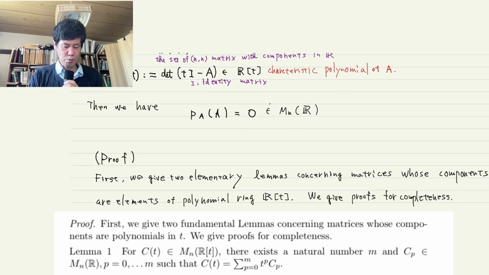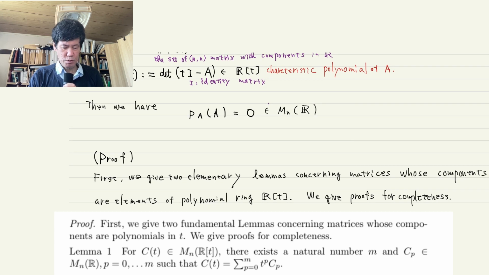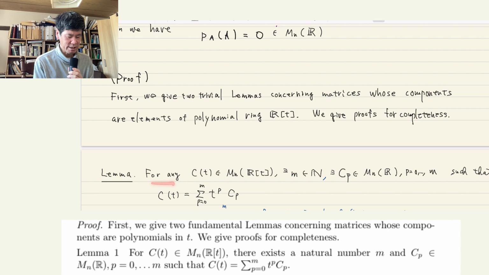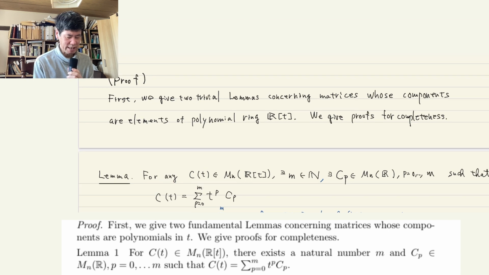First, we give two elementary lemmas concerning matrices whose components are elements of polynomial ring R[t]. We give proofs for completeness. For any C(t) in Mn(R[t]), n times n matrix whose components are polynomials, there exists a natural number m, and there exists Cp, which is an element of Mn(R), n times n matrix whose components are real numbers, for p equals 0 to m, such that C(t) is equal to the summation from p equals 0 to m of t to the p times Cp.